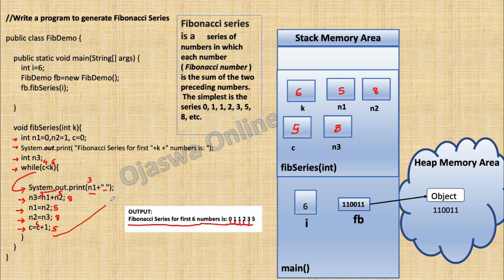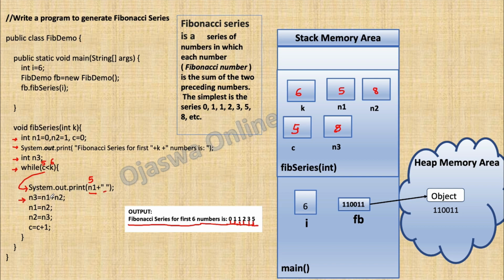From here, control of execution goes to the condition and the next iteration is executed. So now value of c is 5. 5 is less than 6. Condition is true. Control comes inside. System.out.print statement is executed. We are printing value of n1. Value of n1 is 5. Now the next Fibonacci number is printed to the series, that is 5, and some space is added.